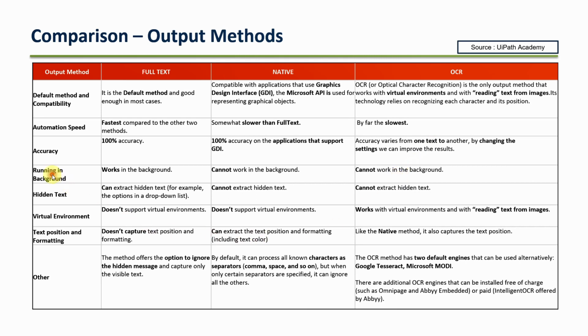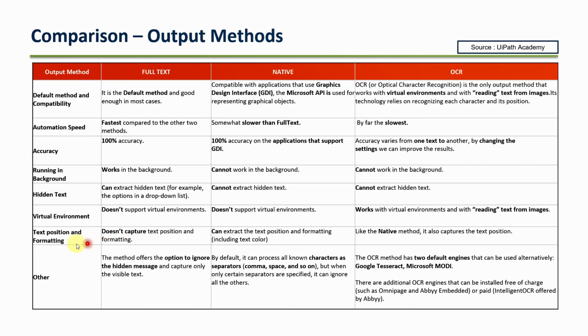Okay. Running in background, which simply means if I lock my computer and run it from an orchestrator, as we have done in the previous videos, it can work in the background. Native and OCR cannot work in the background. Hidden text: if I have some text which is hidden, such as in a drop down, I can use full text. Both of the others do not have the capability to extract the hidden text. Virtual environment, which is not in my computer but in a remote machine: full text will not work, native will not work. The only thing which will work is the OCR, because it would be treating that as an image.